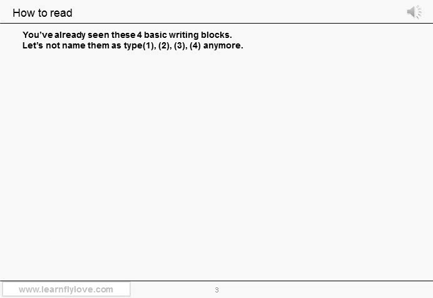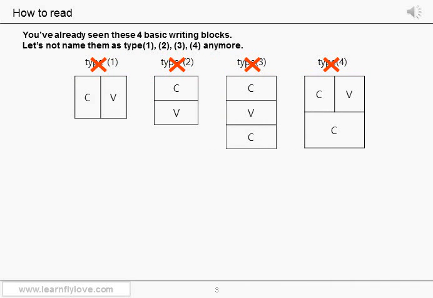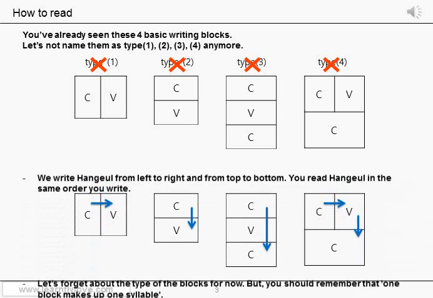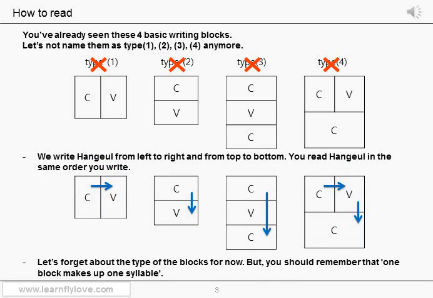Okay, we're gonna learn how to read Hangul from now on. We've already seen these 4 basic writing blocks. Let's not name them as type 1, 2, 3, 4 anymore. We write Hangul from left to right and from top to bottom, and you read Hangul in the same order you write. We are not going to explain further about the writing blocks here. We'll get back to them later. But you must remember that one block makes up one syllable. That is the thing that actually matters, and it's super important.